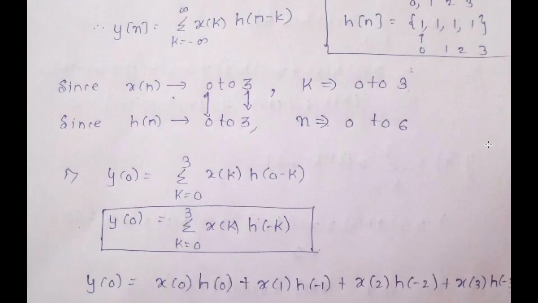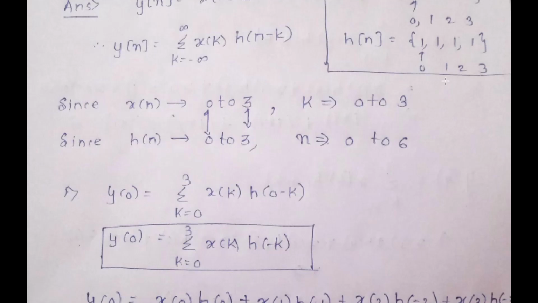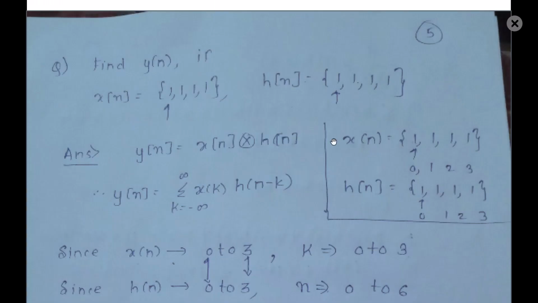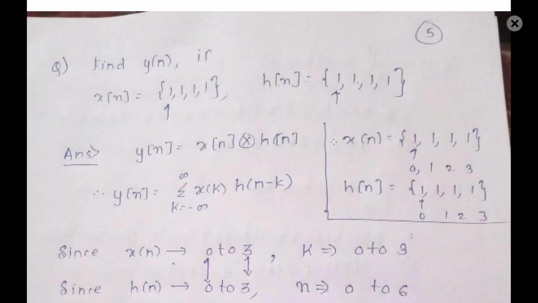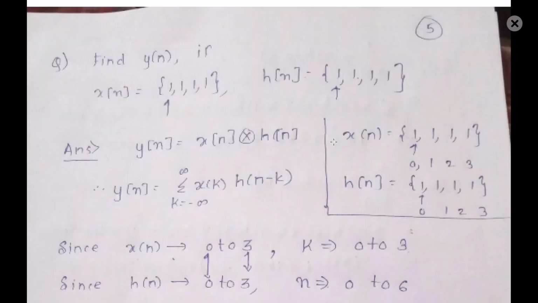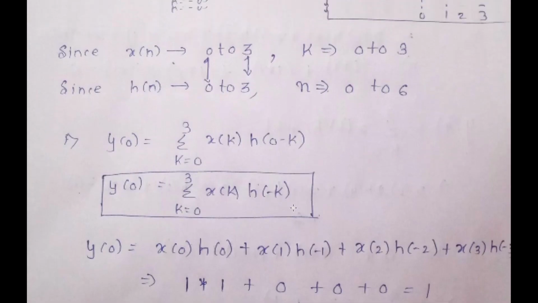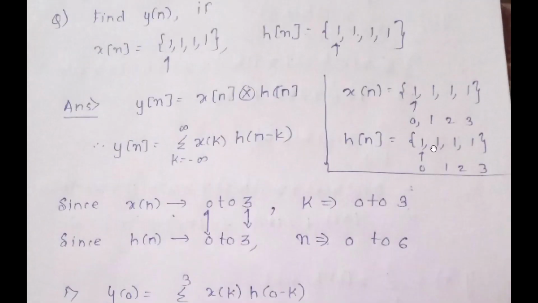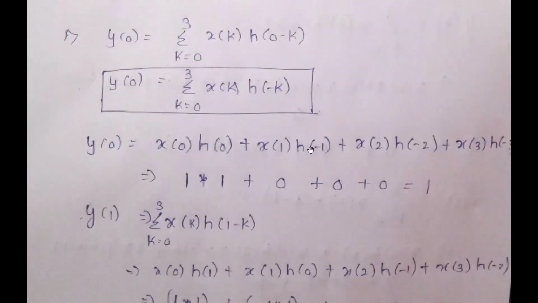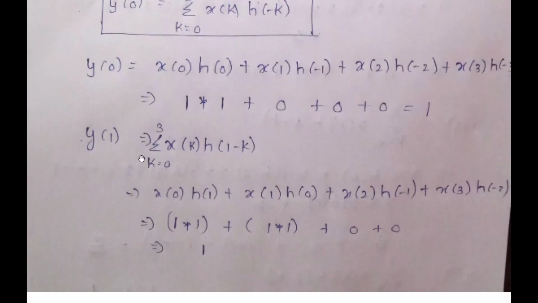For example, x of 0 and h of 0 are 1 and 1. Then x of 1 into h of minus 1. The x of 1 value is basically 1 and the h of minus 1 is basically 0, right? Because my h value starts only from 0, so h of minus 1 cannot exist. So that's 0. Similarly, h of minus 2 is 0, h of minus 3 is 0, and try to find out the answer. Similarly, you have y of 1.